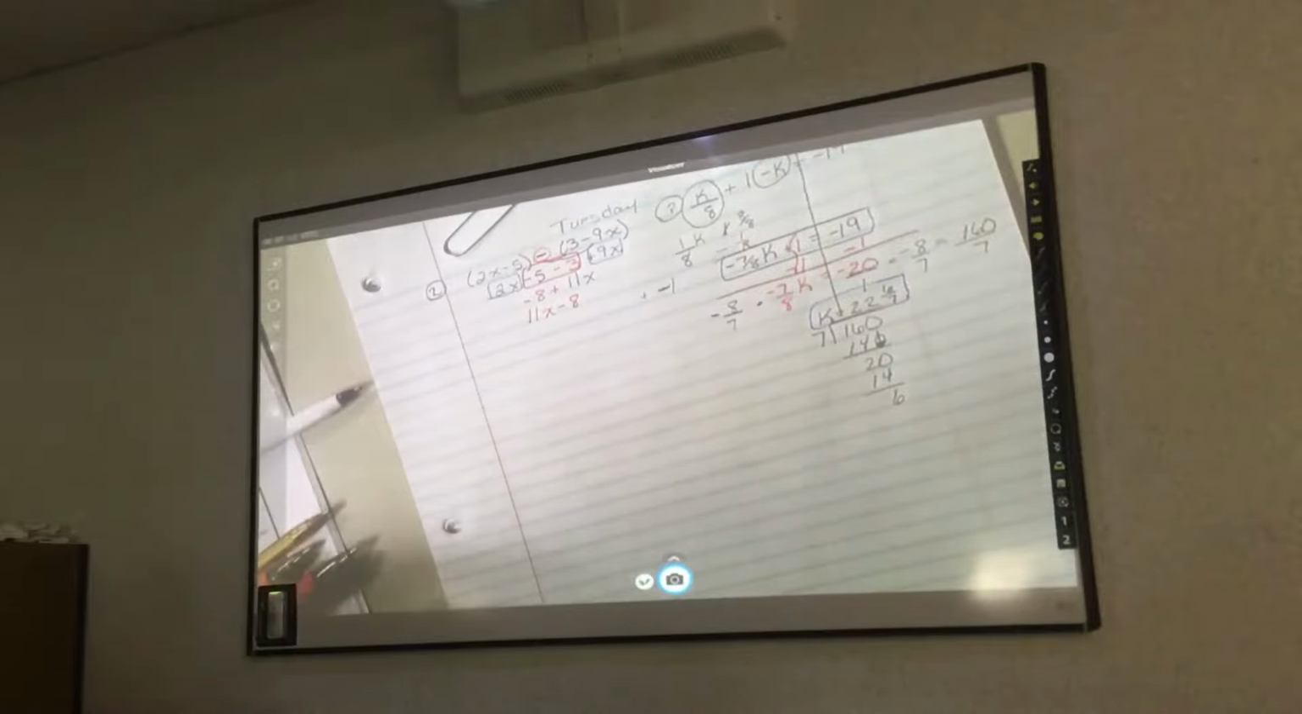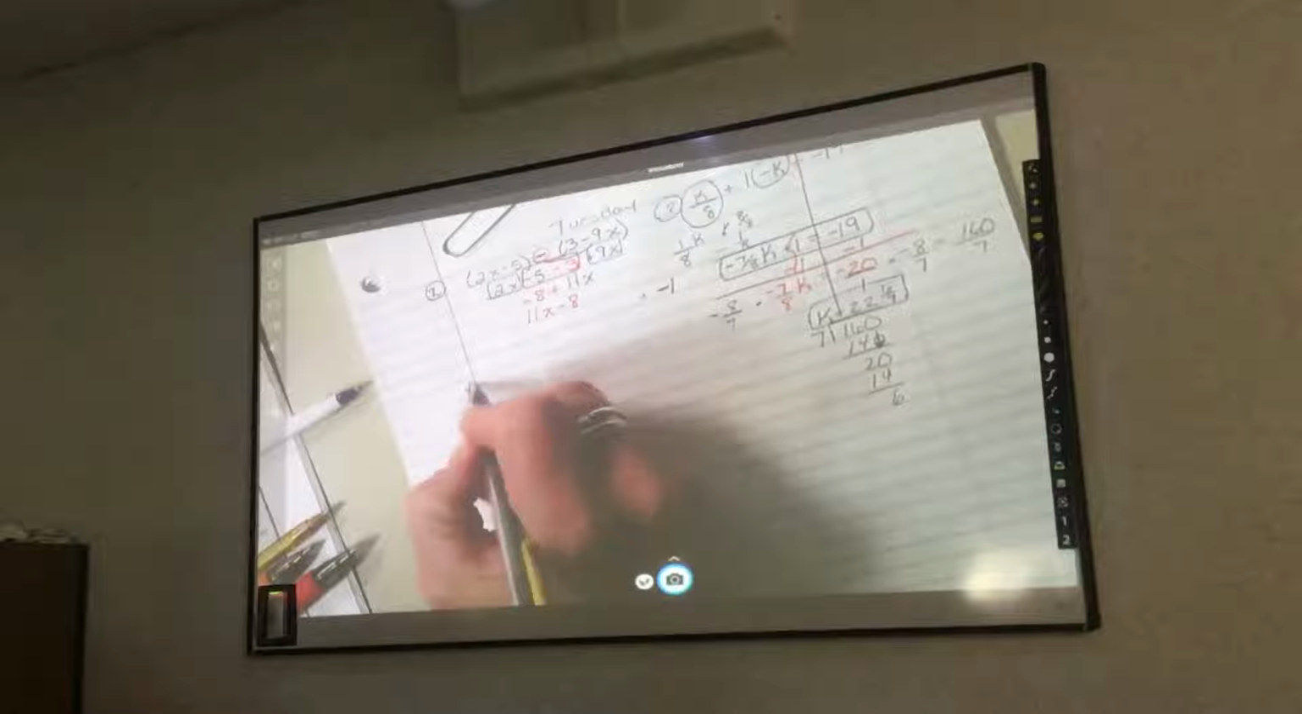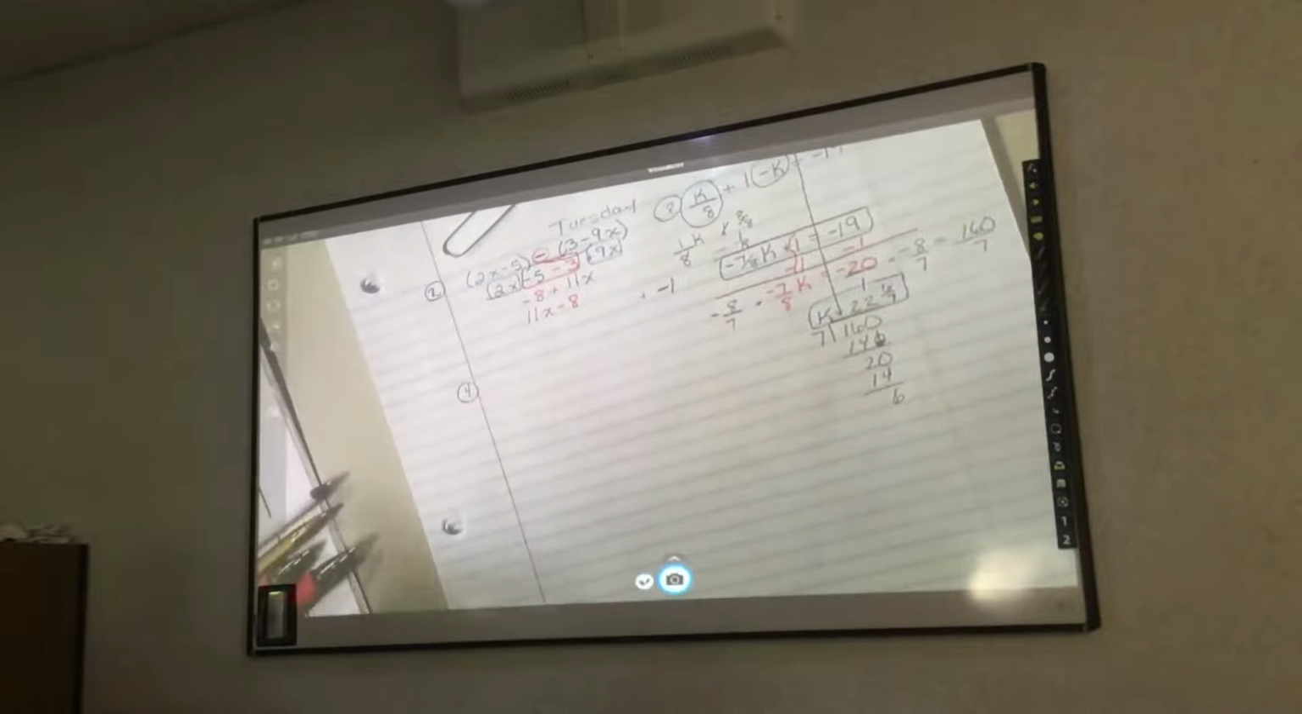Number 4. A 3.5 foot by 5.5 foot mirror is placed in a wooden frame. What is the area of the frame? So first I need to find the area of the outside, right?